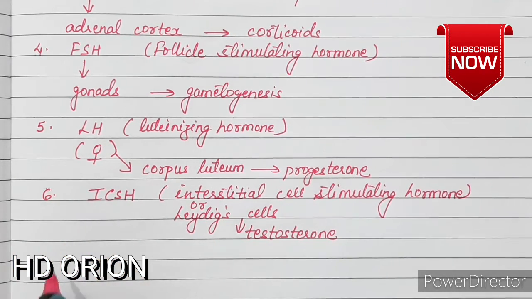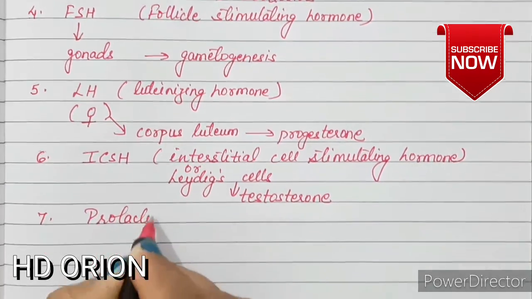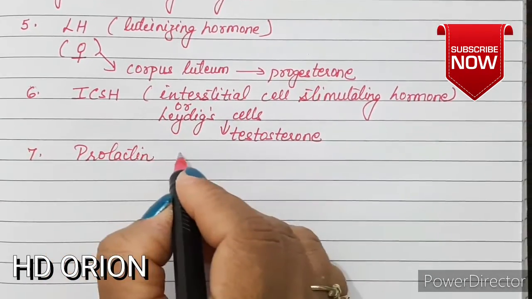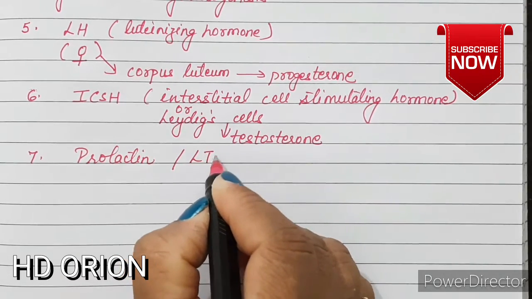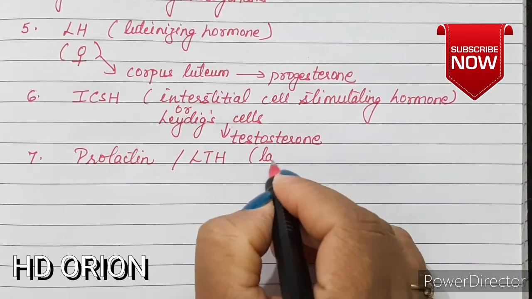So, this is the sixth hormone, and the last one is prolactin. Prolactin is also known as LTH, called lactotrophic hormone.